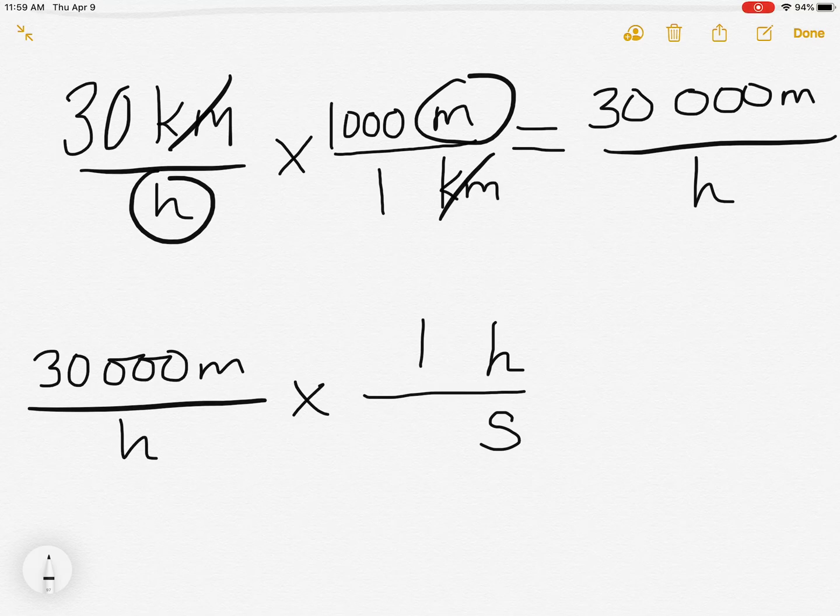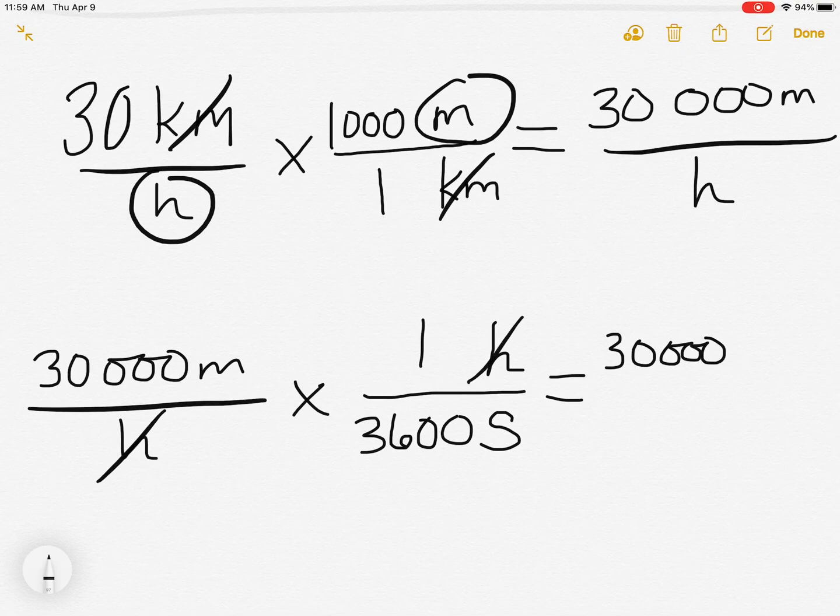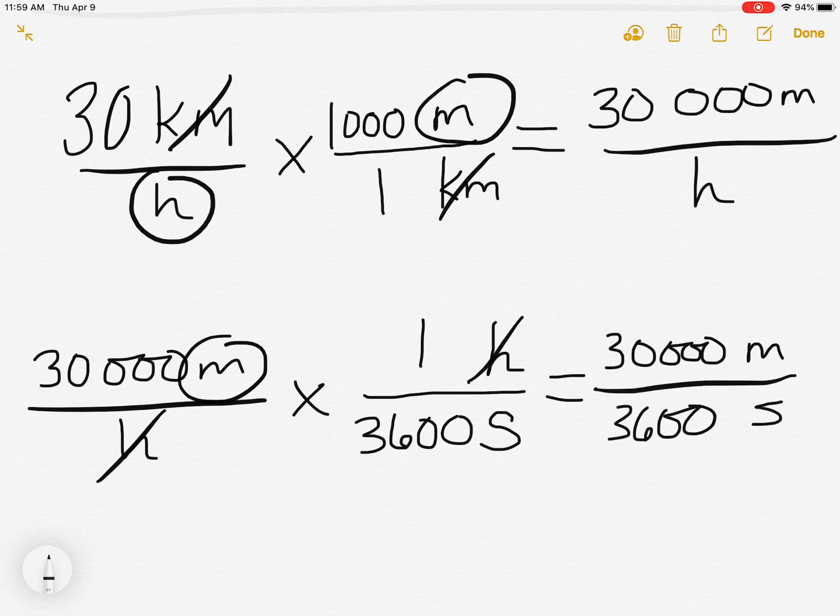Now, 1 hour is the same as, well, there's 60 seconds in a minute, 60 minutes in an hour, so 3,600 seconds in an hour. So there's another conversion factor. The top and the bottom are actually the same thing. They're both an hour of time, but one's measured as hours and one's measured as seconds. And we do the same thing. We have to take the top of the fraction, which is 30,000, times 1, but the hours are going to disappear. So all that's left on top is meters. And then on the bottom, we have 3,600 seconds.